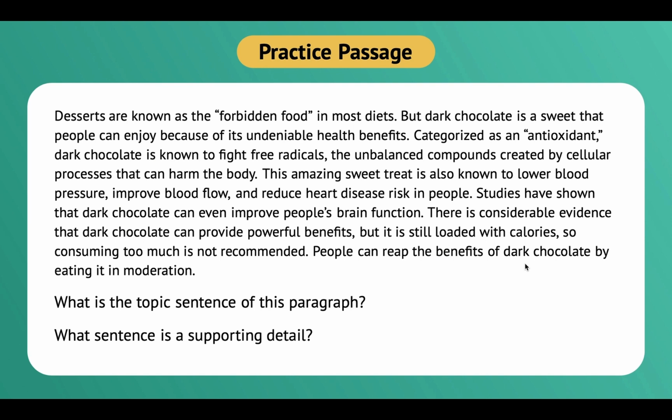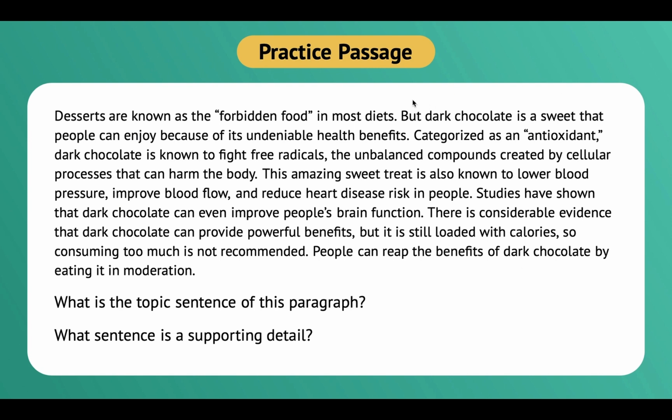So now that we found the topic, let's pick out the topic sentence. The topic sentence would be directly lifted from this passage. Let's look at the first sentence. Desserts are known as forbidden food in most diets. That's a pretty general sentence.